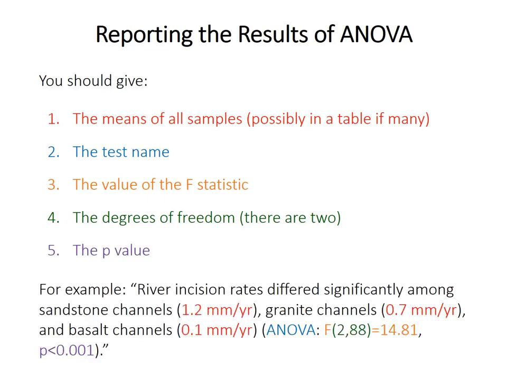So here's an example of how you might phrase such a result. I'll point out that you should always describe the ANOVA results, and then if they are significant, as is the case here in the example, you should separately describe the result of a post hoc Tukey test. If your ANOVA overall is not significant, there's no need to do a Tukey test because you already know there's no significant difference between the means.